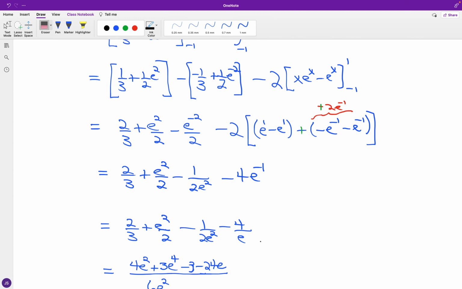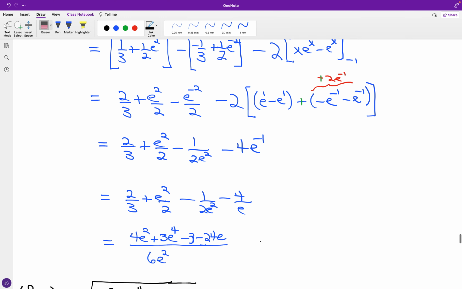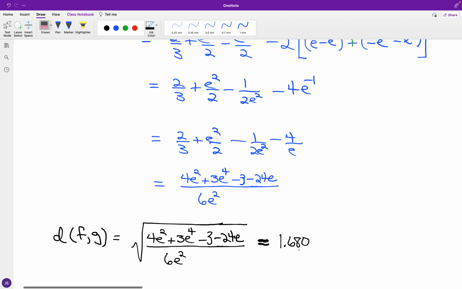And ultimately consolidating as a solidified rational expression, with the least common denominator at 6e squared, we have 4e squared plus 3e to the 4th minus 3 minus 24e all over 6e squared. And so for the distance between f and g, this is going to be the exact result here. And approximating this comes out to almost 1.68.